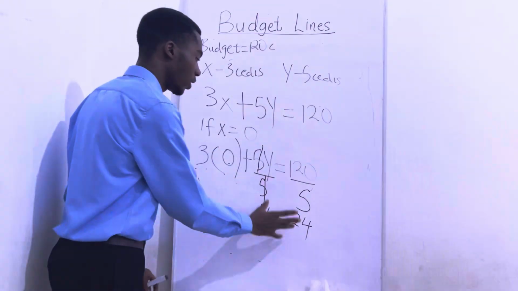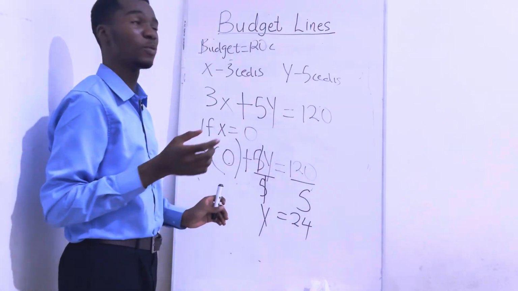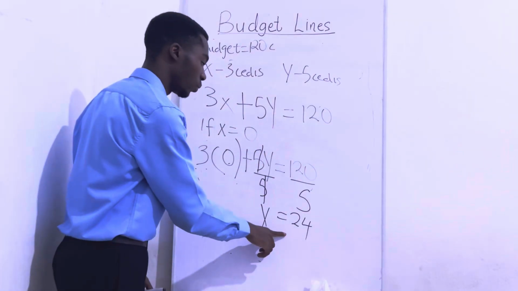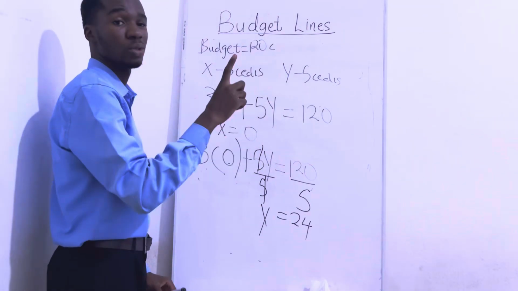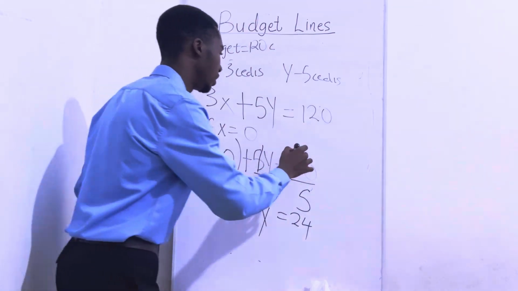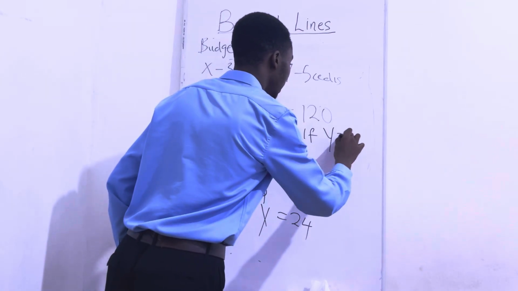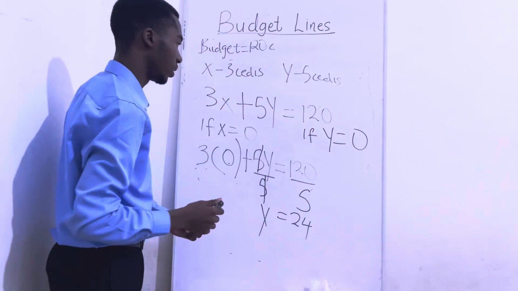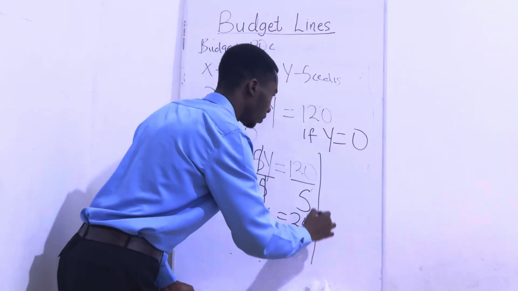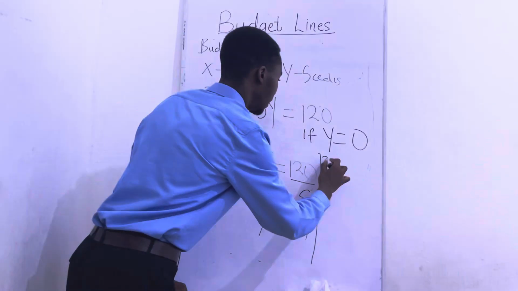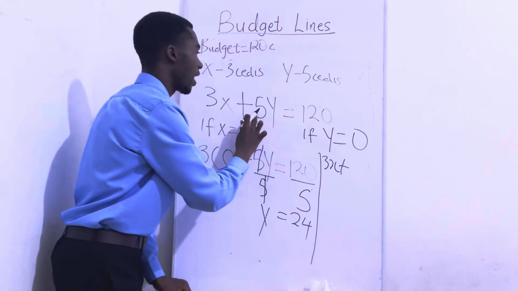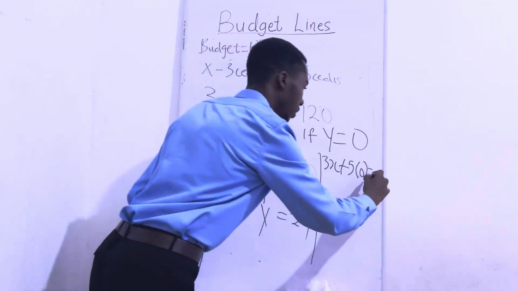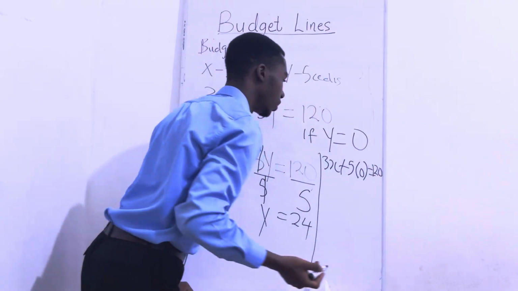So now that we've got the Y, we have to find X. And if we want to find X, we have to assume that Y is also equal to 0. Because this one, we made X equal to 0. That's how we're able to find Y. So now we also assume that Y is equal to 0. So now let's find it. If Y is equal to 0, this is the equation: 3X plus 5Y is equal to 120. Now let me just do it small here. So we have 3X plus 5 into bracket 0 is equal to the same 120.